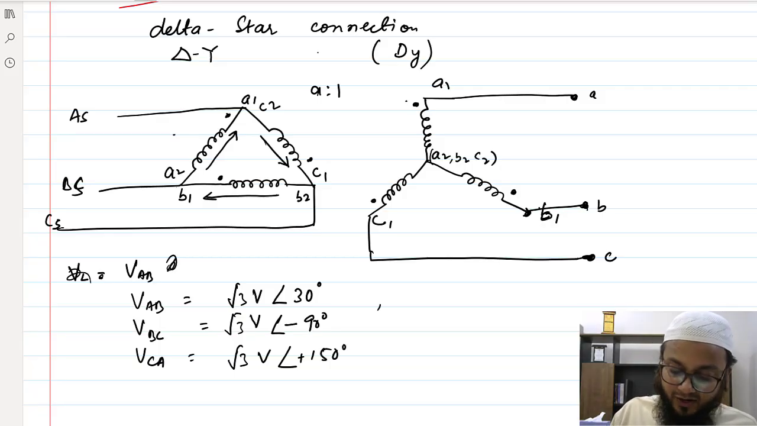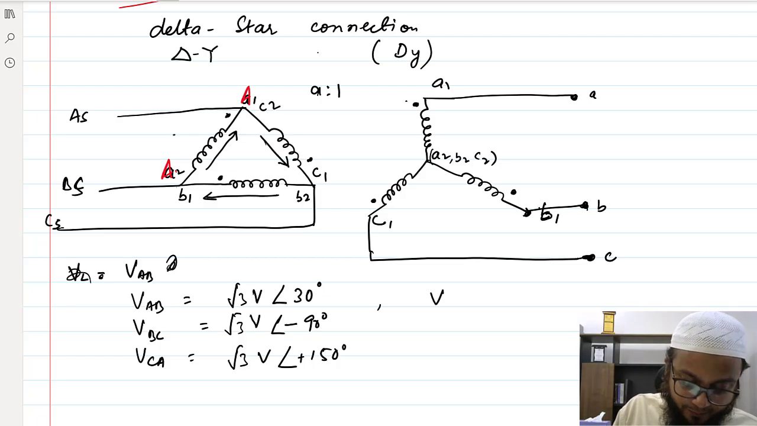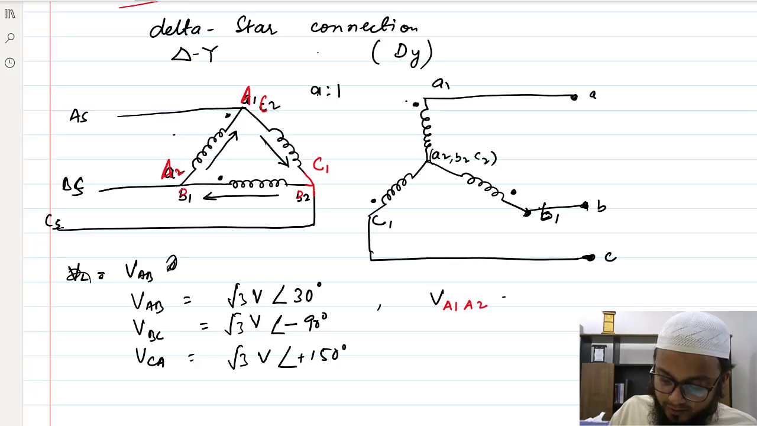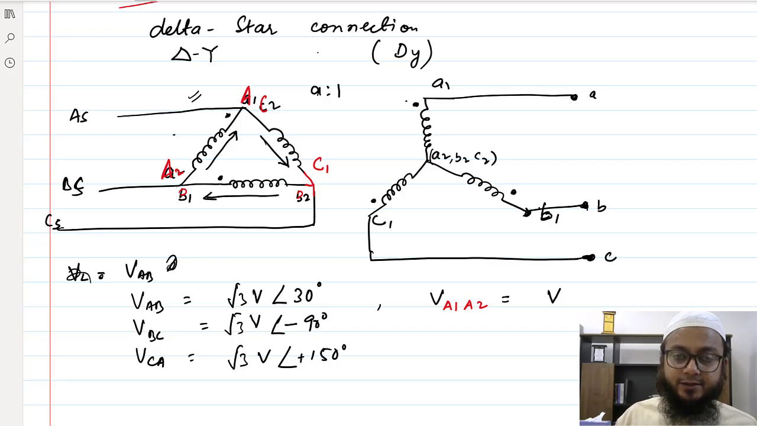So here what would be the phase voltages? I have drawn it with small letters; it would be capital A1, A2 for the primary, since I am using the capital notation. So VA1A2 is the same as the line voltage. Phase voltage here is the same as the line voltage, that is, √3V at an angle of 30 degrees. They are equal.